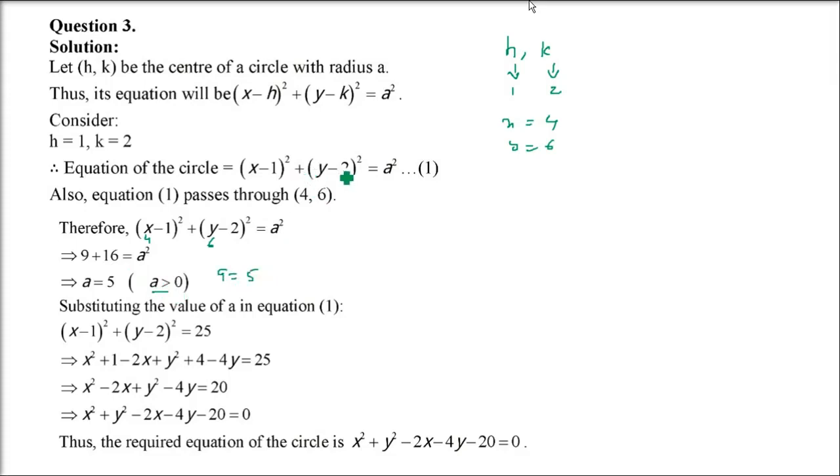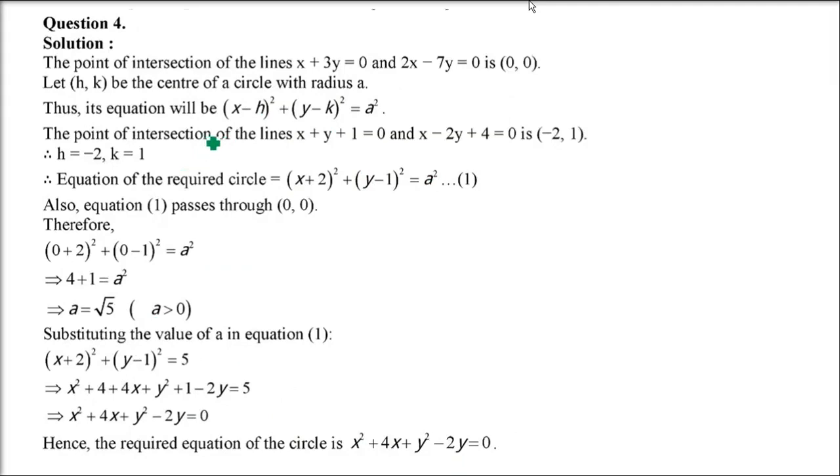Now a is 5, this equation we already know, just put it here. So x minus 1 whole square plus y minus 2 whole square equals 25 is the required equation. You can just open it and try to resolve this equation. The final equation will be this one. As I said, you have to take the initial equation, put h and k as 1, 2, and try to find out a square because it is passing through (4, 6). Once a square is known, put it again in equation number 1, and that is the final equation.